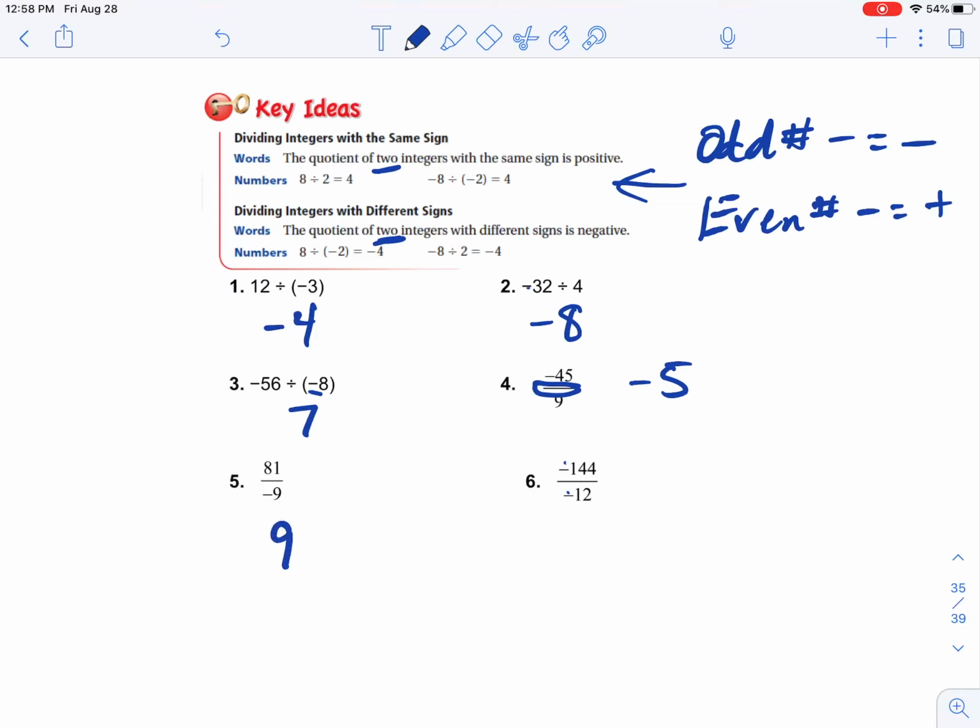81 divided by 9 gives you 9. There is one negative, so that makes it a negative 9. And lastly, 144 divided by 12 is 12. And there are 2 negatives in that problem, so that makes it a positive 12.